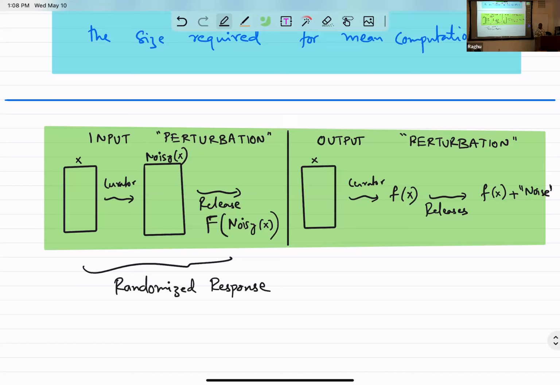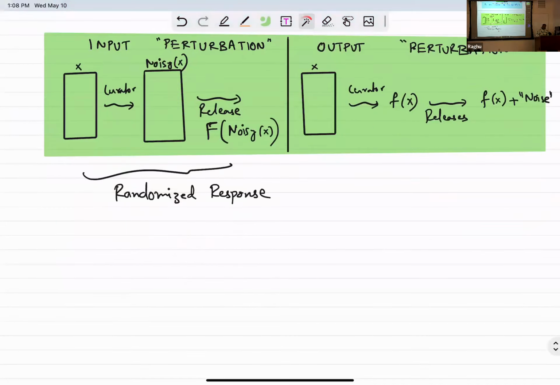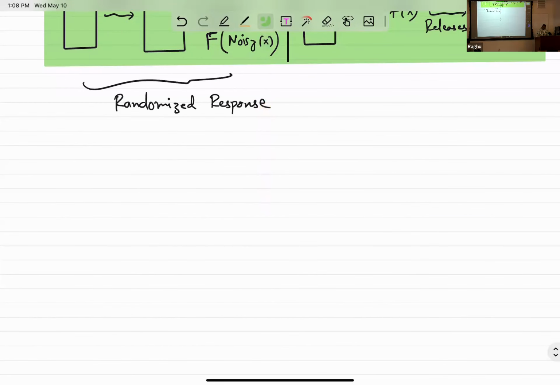Two different approaches. Now, each one has its own advantages. You might say this is better because this way, I don't have to do the computation of the output. Maybe it's a massive ML thing that I cannot run myself, but I can do this perturbation, send it out, and that person will do what they want. And usually you get better guarantees. So we already saw randomized response, which is an input perturbation style mechanism for computing the mean. And now let's see an output perturbation mechanism for computing the mean.